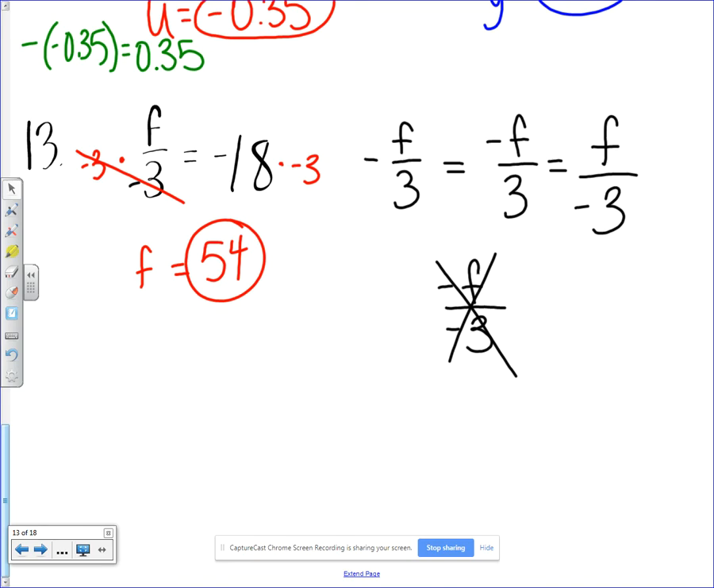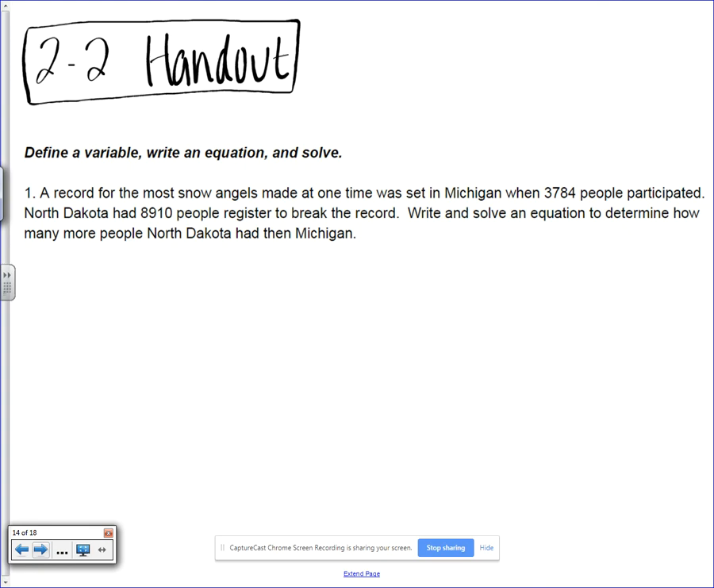Okay, folks, so we were just solving some one-step equations here. Let's go ahead and translate that into some word problems. So if you'll please go ahead and get out your handout 2-2. We're going to go ahead and do those 5 problems there next. Notice this time it says we're supposed to define a variable. So if there's not a variable there, you need to come up with your variable. Then you need to write your equation, and then you actually have to solve that equation.